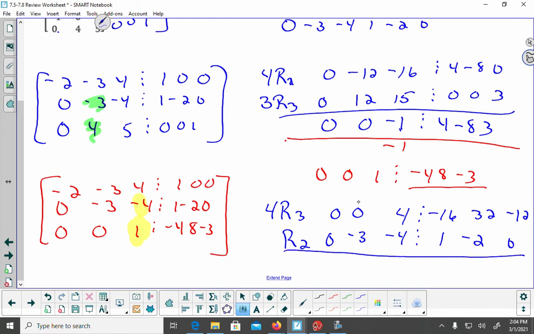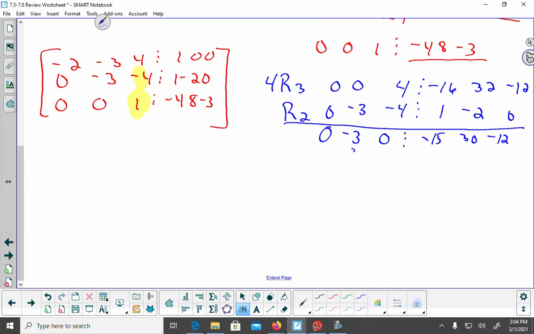And when I add, I get 0, negative 3, 0, negative 15, positive 30, negative 12. Since I just have one number over here, zeros everywhere else, I'm going to choose to make that a 1. I'm going to divide everything by negative 3. So it'll be 0, 1, 0, positive 5, negative 10, positive 4.